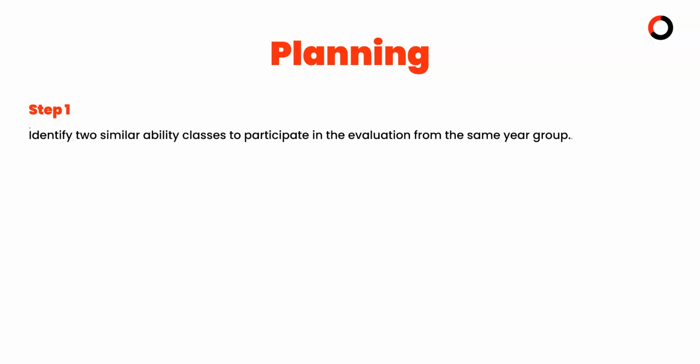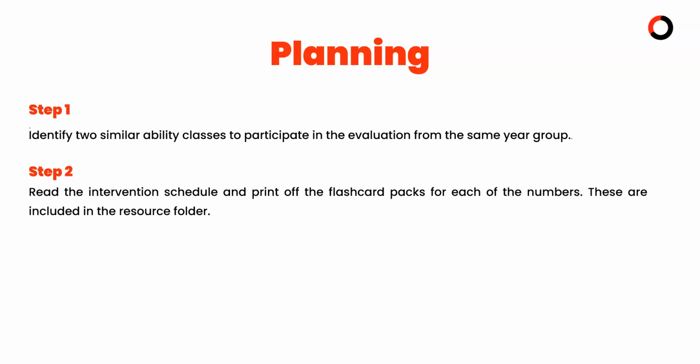So let's look at this from a step-by-step planning approach. Step 1. Identify two similar ability classes to participate in the evaluation from the same year group. Step 2. Read the intervention schedule and print off the flashcard packs for each of the numbers. These are included in the resource folder. One piece of feedback, particularly with class level, is this could potentially be used as a PowerPoint rather than the flashcards because they can be quite small to see from the front.